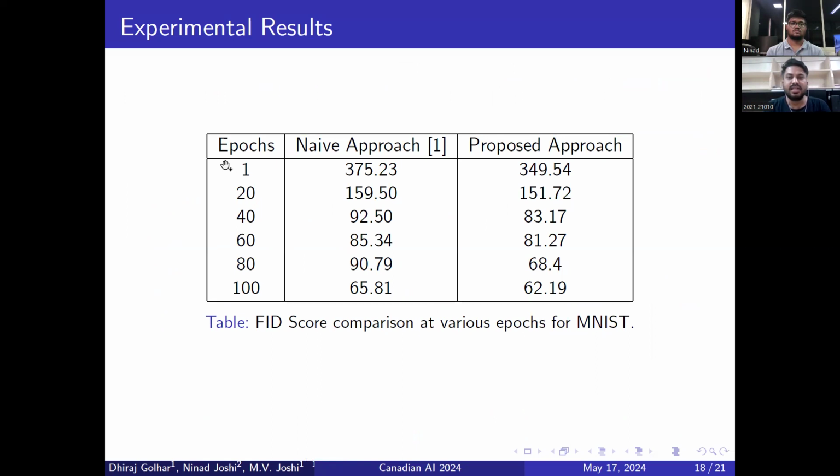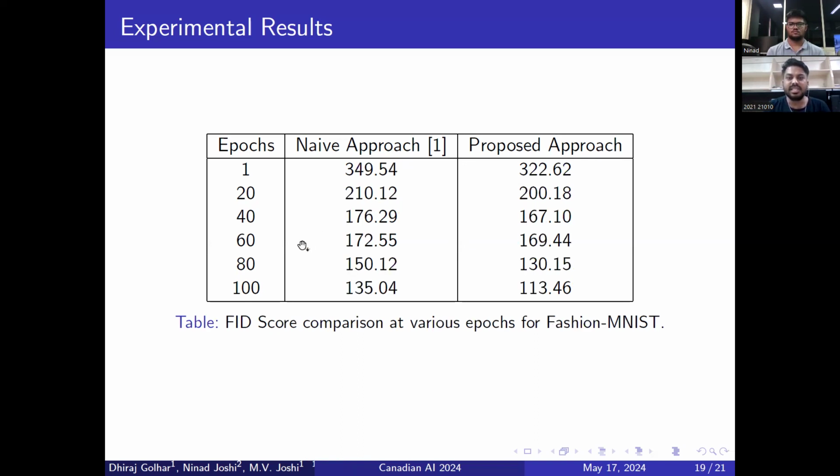Now let's come to the numerical results. Here the first column denotes the epoch, 1, 20, and so on up to 100. The second column denotes the FID score of the neo approach, that is the FID score for the vanilla GAN, and the third column denotes the FID score for the proposed approach. One thing to note here is that the lower the FID, the better the diversity and the better the realness. So we can clearly see that the FID score of the proposed approach is lower as compared to the neo approach. That means by providing the statistical characteristics of the training data, our proposed GAN is much faster as compared to the neo approach.